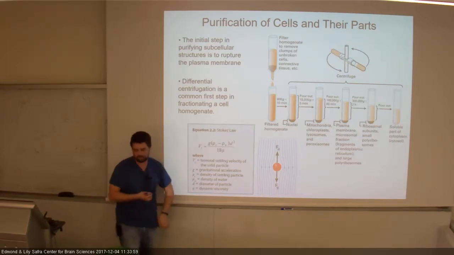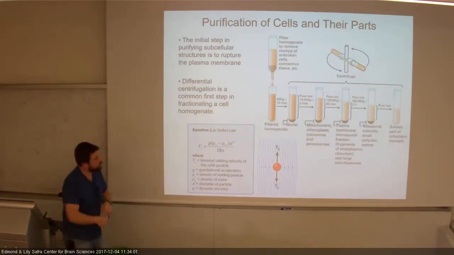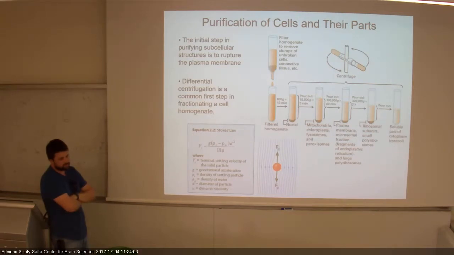So if you apply G. You don't pour out the solution. So yeah. And then apply 15,000. So you have all the mitochondria and the rest. Yeah. Exactly. So you get all of them together.